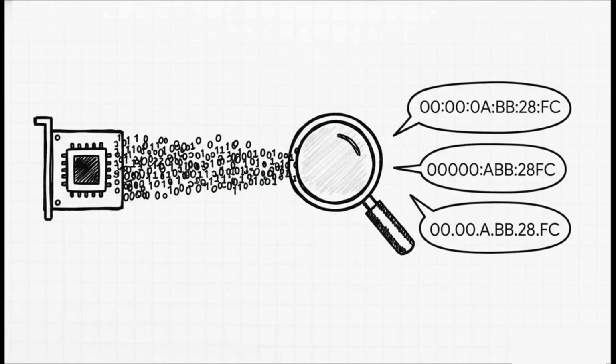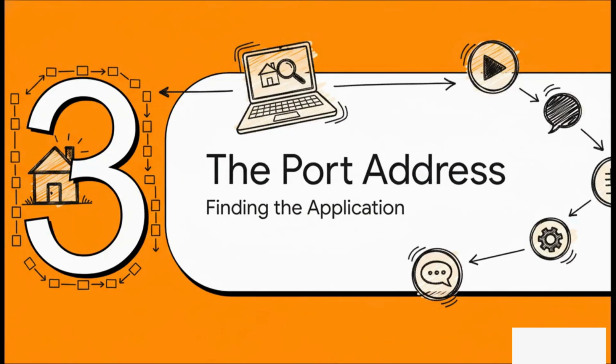So if you're ever poking around in your computer's network settings, you might see a MAC address written in a few different ways. Sometimes with colons, sometimes with periods, but don't let that throw you off. It's all the same unique hardware ID. They just format it a little differently to make it easier for us humans to read. All right, we're so close.